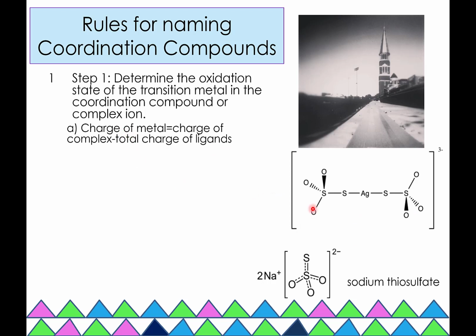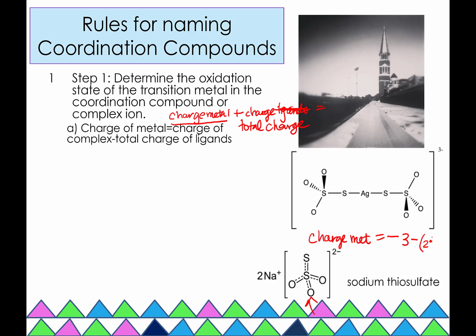Another way of thinking about this is that you're just solving for the charge of the metal by subtracting the charge of the ligands from both sides. So we can do that here. This is thiosulfate right here, and thiosulfate has a charge of -2. In this complex, we have 2 thiosulfates. So the charge of our metal is going to be equal to the total charge of the complex, which is -3, minus 2 times the charge of our ligand. We've got 2 of them, so it's 2 times -2. So we get the charge of our metal is +1. That's the first step, to determine the charge of the metal. So we know that it's Ag+.